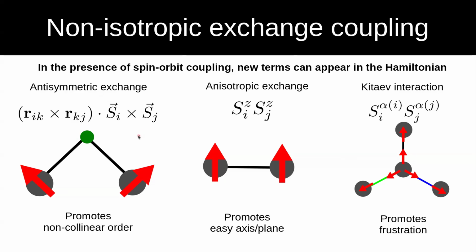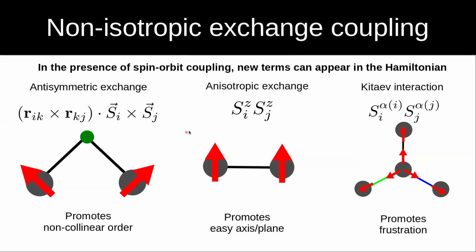One is antisymmetric exchange, which is a type of term that appears if you have broken mirror symmetry. So if you have a system where what you have above and what you have below is different, and this effectively promotes at the classical level non-collinear order. So you can think that the energy of this system is minimized once this arrow and this one form 90 degrees.